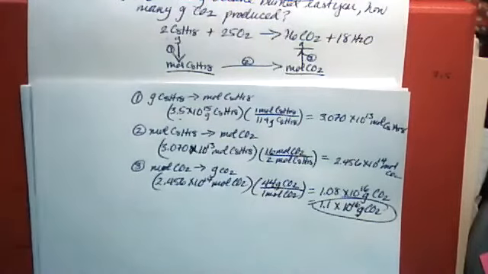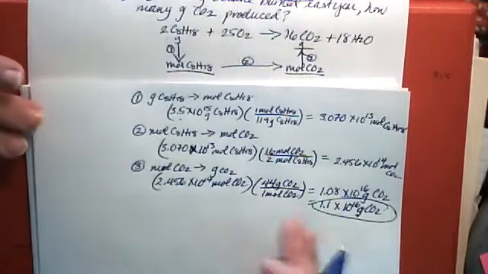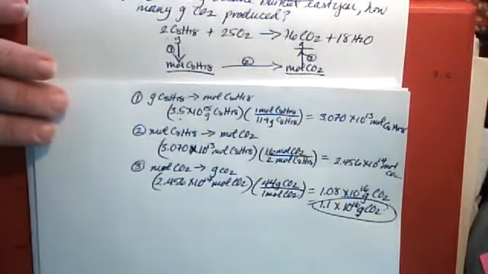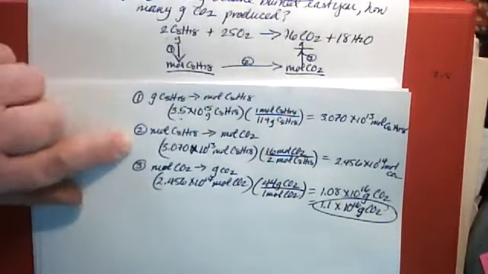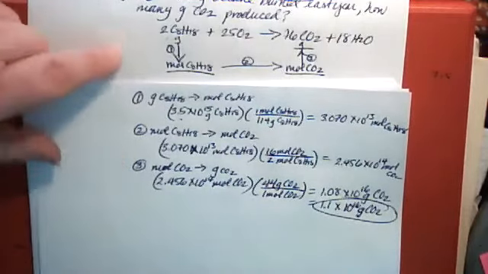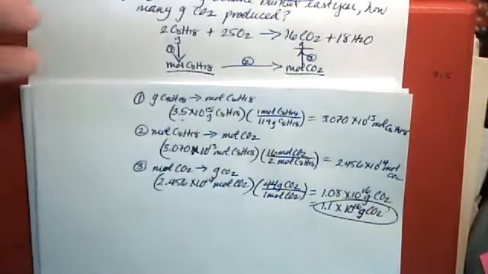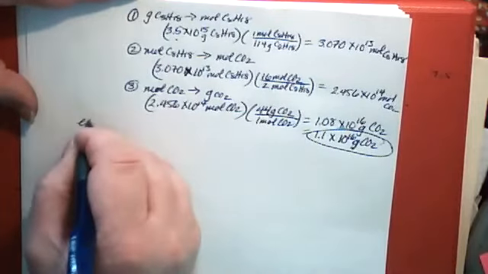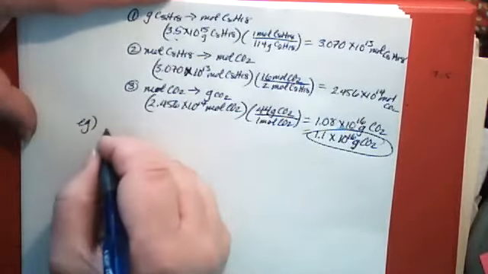And so we did it in the 3 steps. We went from grams to moles, moles to moles, moles to grams. You don't have to do those 3 steps explicitly and separately like I did. I did it like that just to illustrate the process. There's no reason that you couldn't just string the steps together and use one conversion factor after another. And another example will show you that.